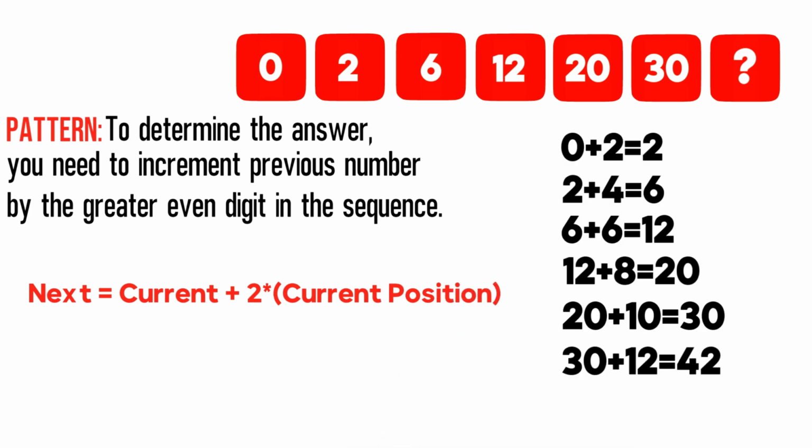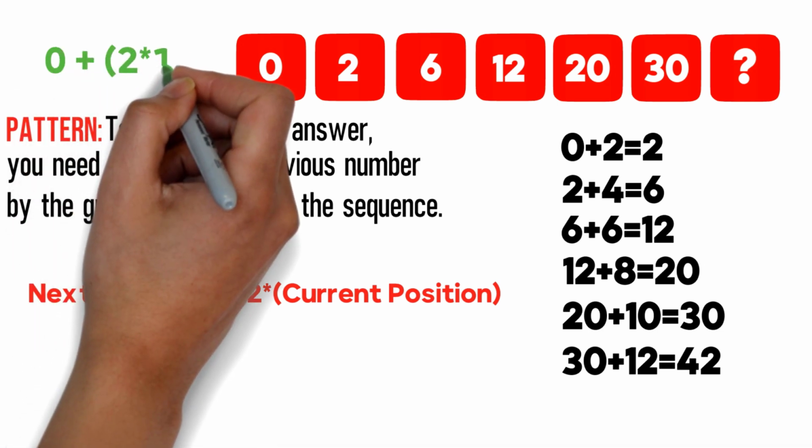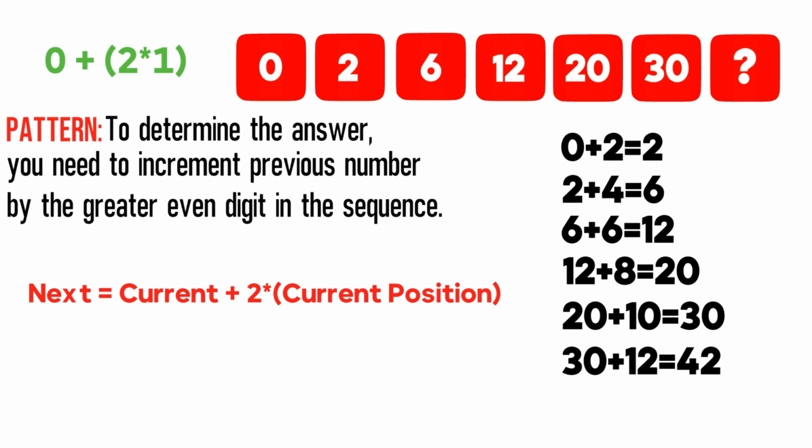For example, let's take the number 0. This is the first number in the sequence. To determine the next number in the sequence, we need to add the previous number, which is 0, and then 2 multiplied by 1, because number 0 has the first position in the sequence. Instead of using the formula, you can also use the next even number and add it to the previous number. The even numbers are 2, 4, 6, and you can increment them down the list. So you can add 2 to 0, the next one would be 4, 2 plus 4 equals 6.